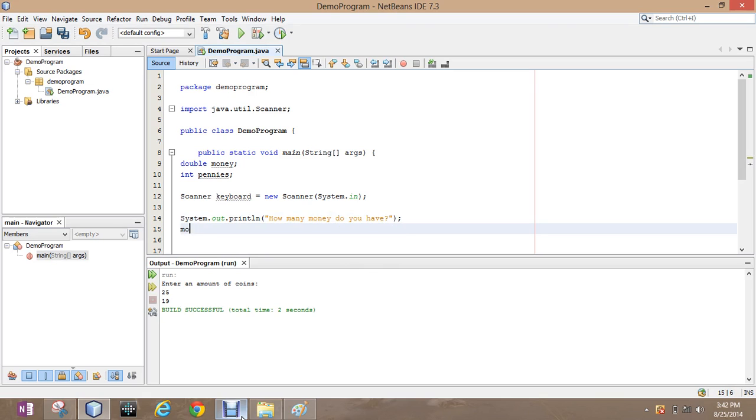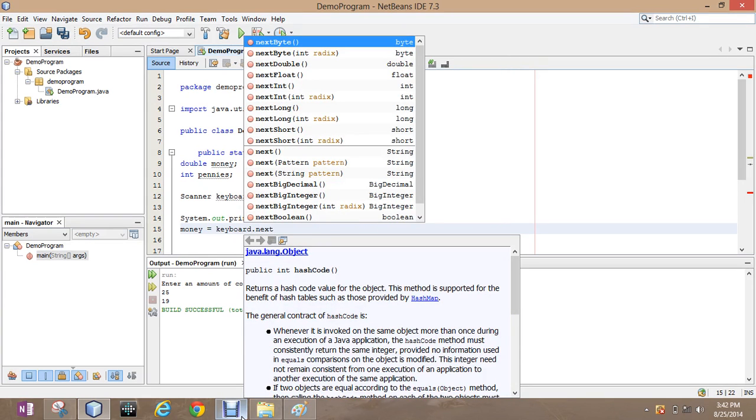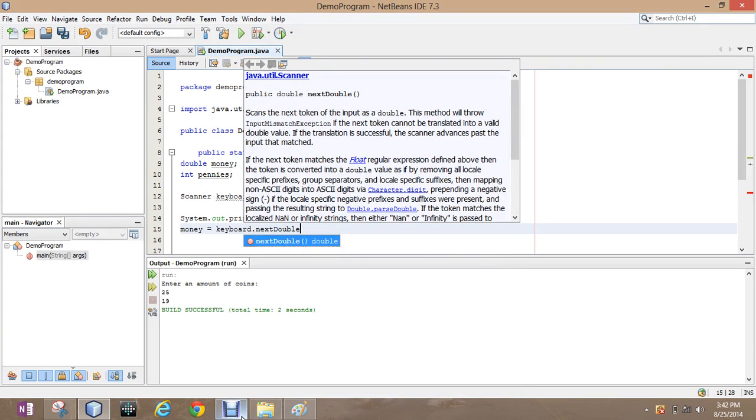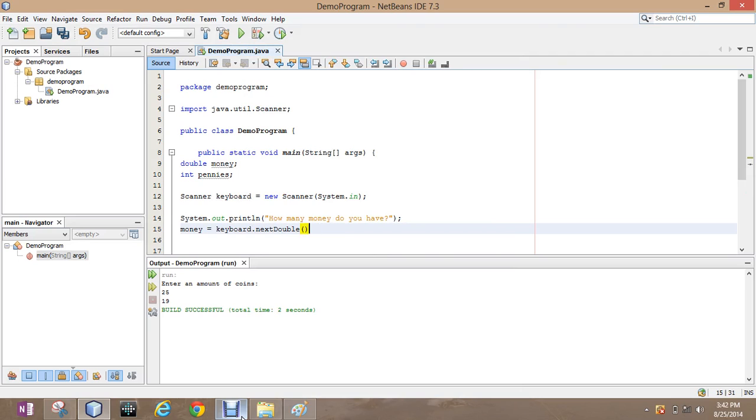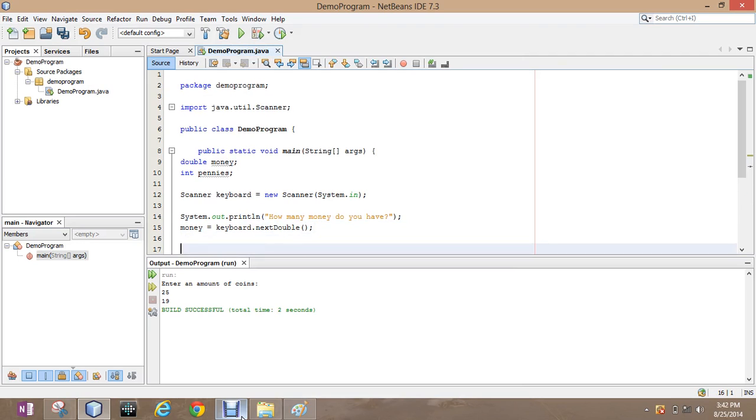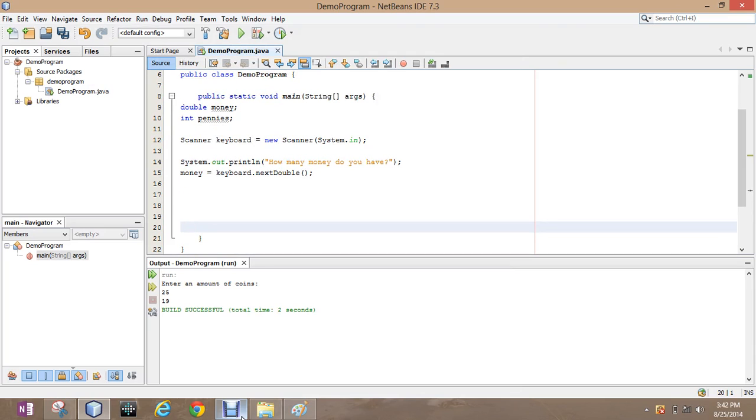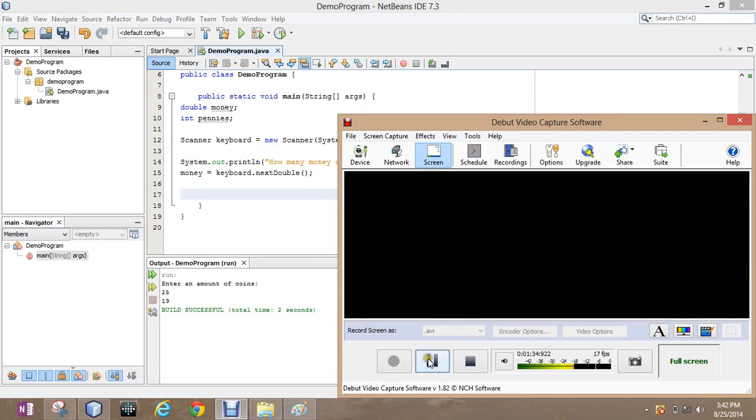And money is going to be equal to keyboard.nextDouble, because it's a double. So this is going to be an amount that has a decimal place. Now, to make sure that it maintains its value, let's take a look at another example here of this maintaining its value. Let me get something set up real quick.